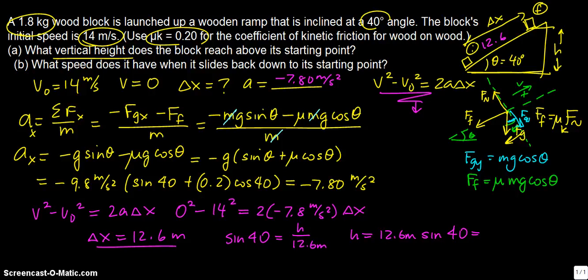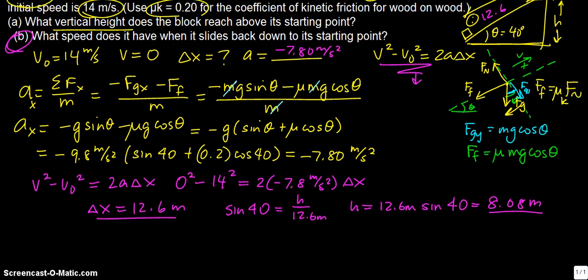On my calculator, that's 8.08 meters up the incline. Now I'd like to solve for part B, and I'm going to need a little bit more space. So I'm going to scroll down.